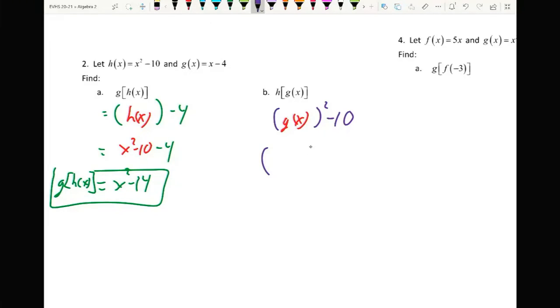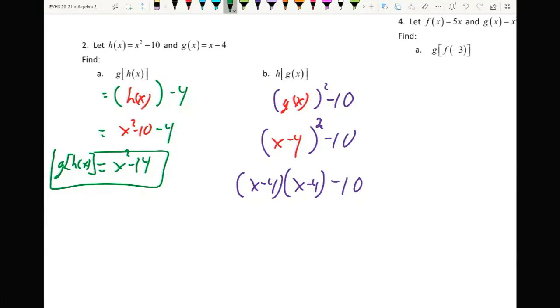So then g of x is x minus 4. Now, don't take the bait and just square the x and the negative 4. You've actually got to do x minus 4 times x minus 4, which means we have to FOIL out or distribute that. I don't care what method you end up using, but you're going to do something like this. x times x and x minus 4 gives you x squared minus 4x. Then we got negative 4 times x, and negative 4 times 4 is negative 4x plus 16 minus 10.